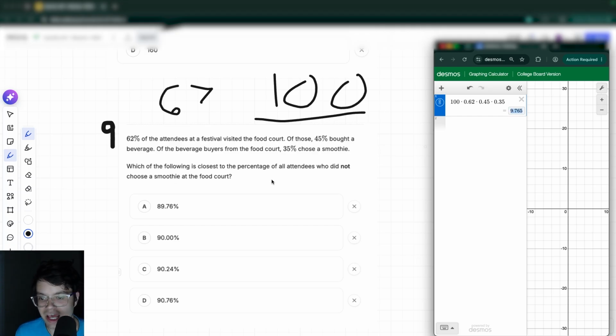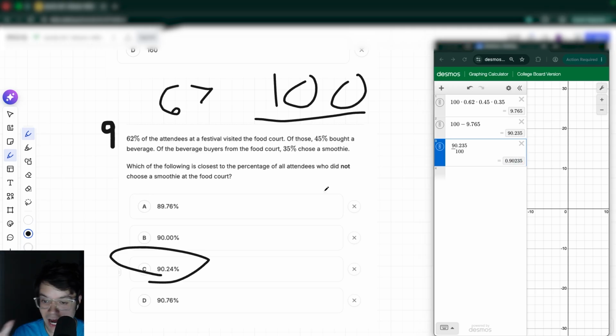So basically this, and then it says what is the percentage of people who did not choose a smoothie at the food court. So I can basically say 9.765 divided by 100. That gives us that, and if we move the decimal point 2 places, we get 9.765. So I can just say here 100 minus 9.765. That gives us 90.235. So we're dealing with 90.235 out of 100, which is basically the same as this answer here. It did not even matter at all.